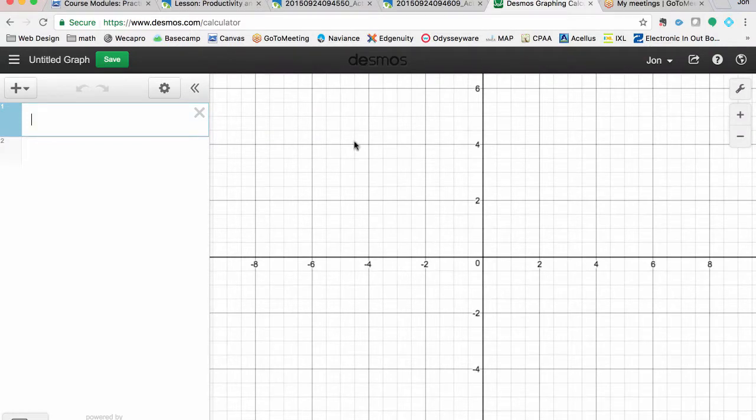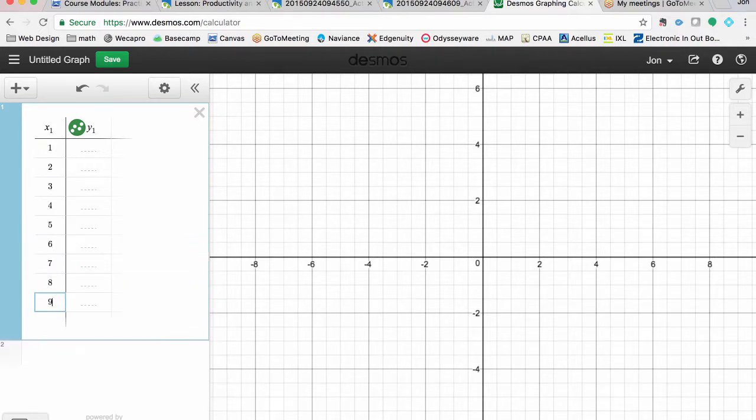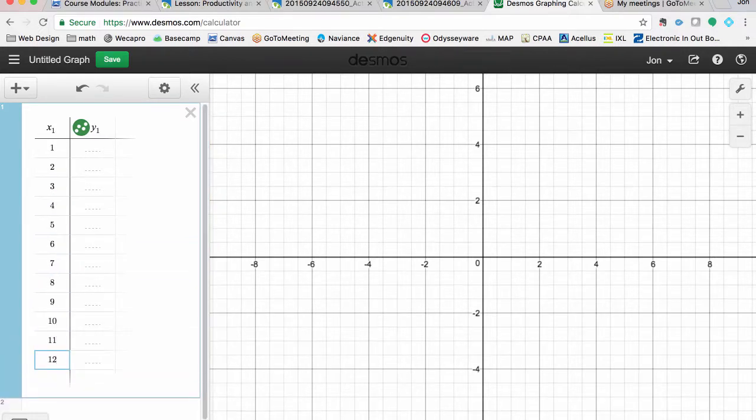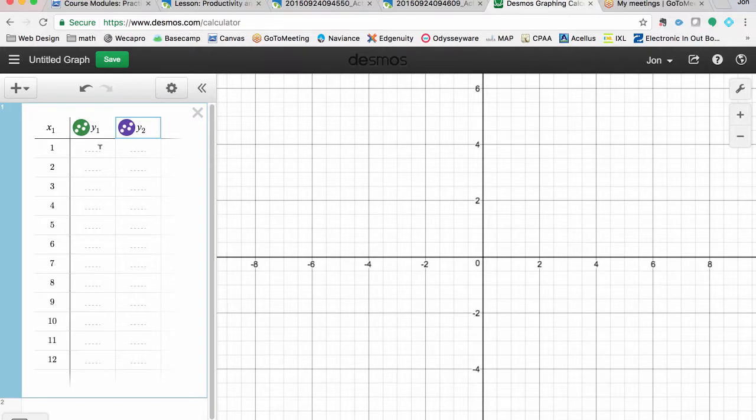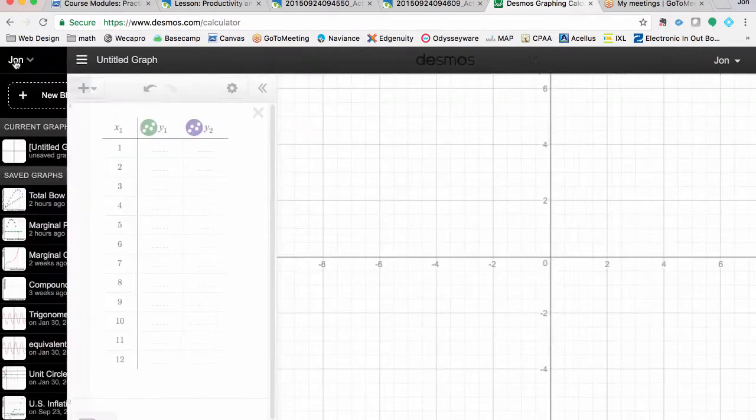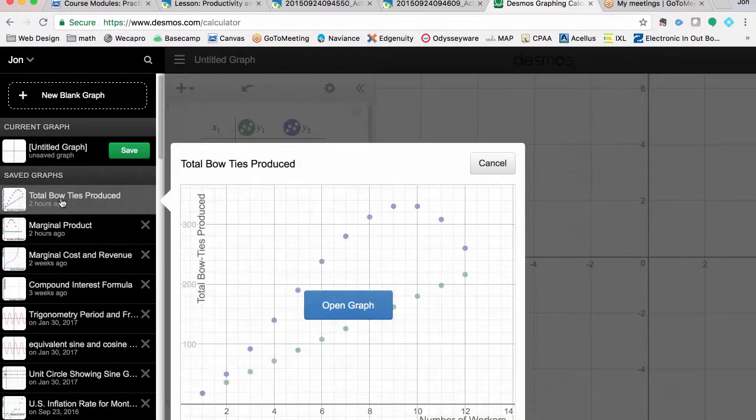All right, so here I am in my Desmos calculator. If you want to put in a table of data, you need to come over here to the little plus sign. We're going to add an item, and we're going to add a table. Now we know we have 12 workers, so I can quickly go 1, 2, 3, 4, 5, 6, 7, 8, 9, 10, 11, 12. And we have 2 sets. I'm going to put a little Y2 here. We could think of this as manufacturer A. I could think of this as manufacturer B. And I could have one table that fits with what we've already filled out in this example, right? And I've already made these tables, so I'm going to go pull them up here. Let's first look at the total bow ties produced.